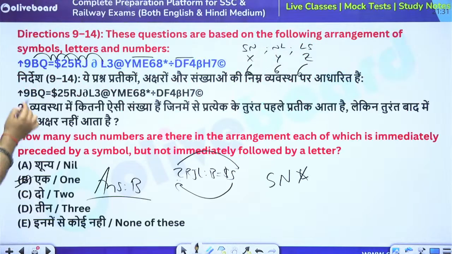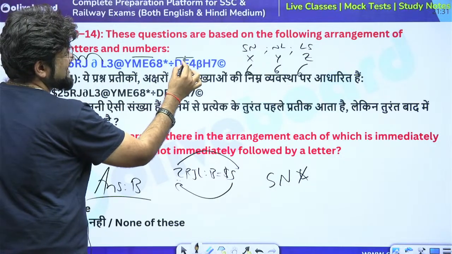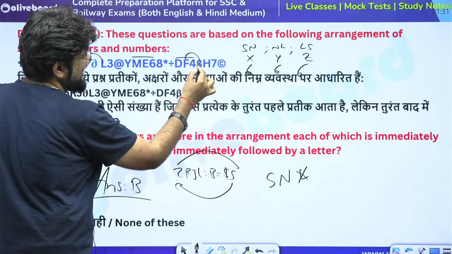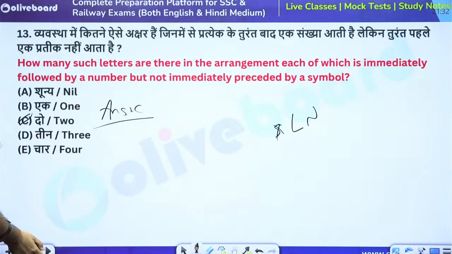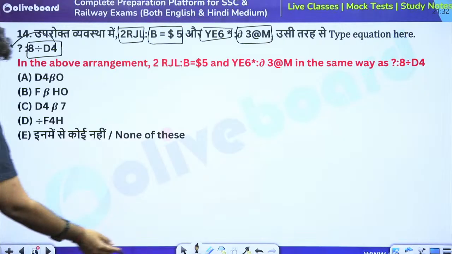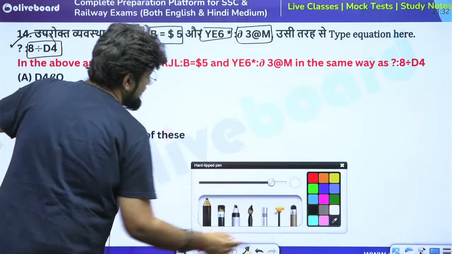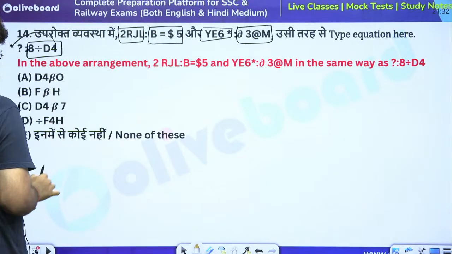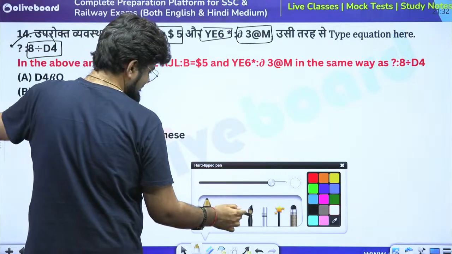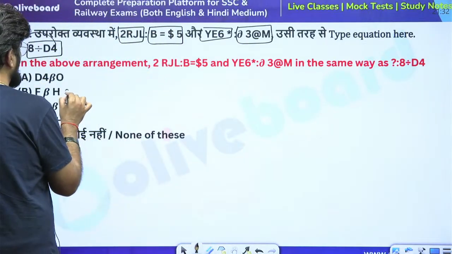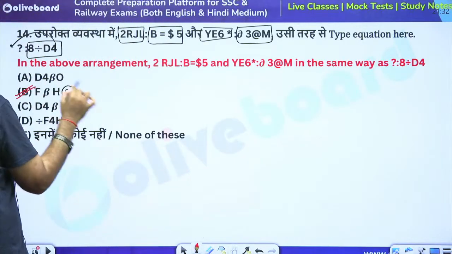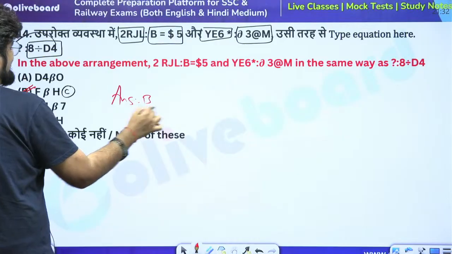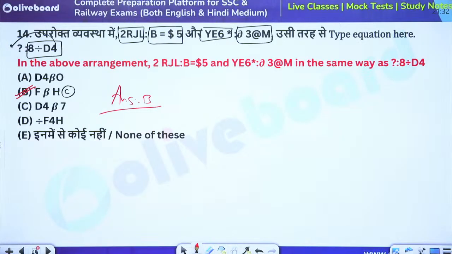What is previous to 4? Previous to 4 is F. So you will start with F. Your answer will be F beta H C. F beta H C. There is a misprint in this question. So my answer will be this. So I will mark option B as the correct answer because O is not there only in the question. Okay, got it?